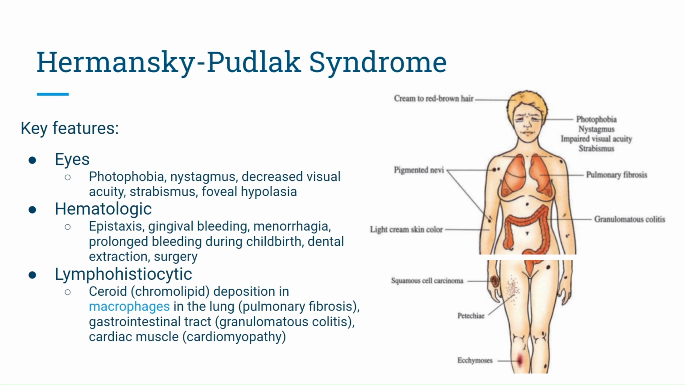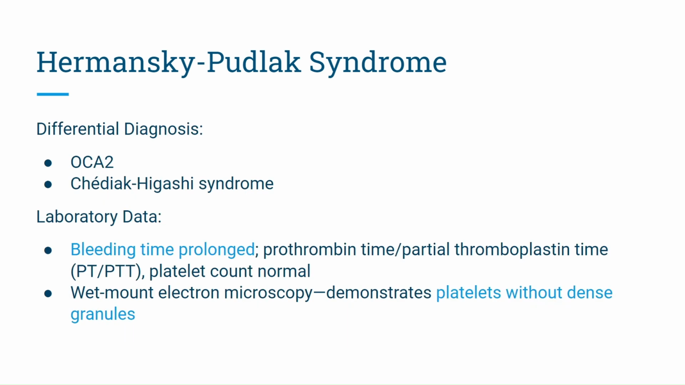And this can have some long-term effects to them. They can have pulmonary fibrosis from this. You can have granulomatous colitis or even cardiomyopathy. So some laboratory data outside of DNA mutations that might be beneficial. You'll have a bleeding time that's prolonged. Both prothrombin and partial thromboplastin times, PT and PTT, are normal. But the platelet counts will be normal, right? Because the defect is in the granules of the platelets and not the platelets themselves. At least the production of platelets.